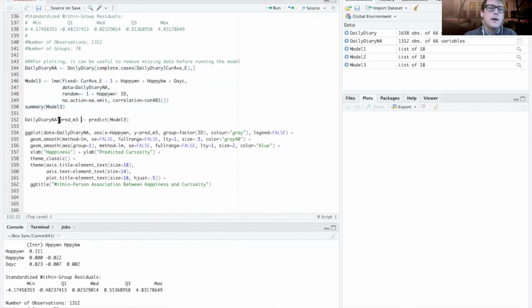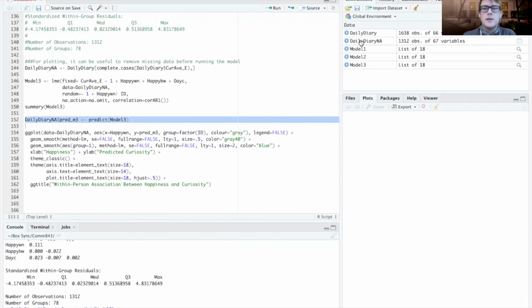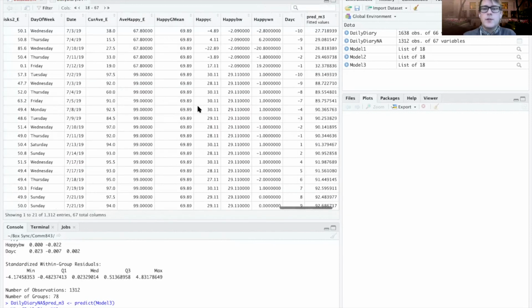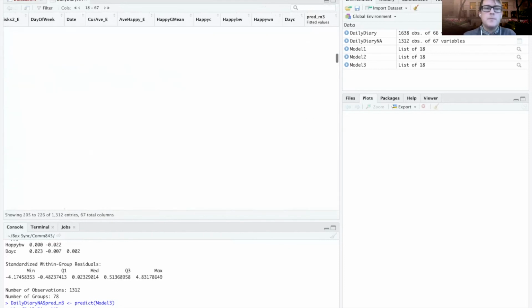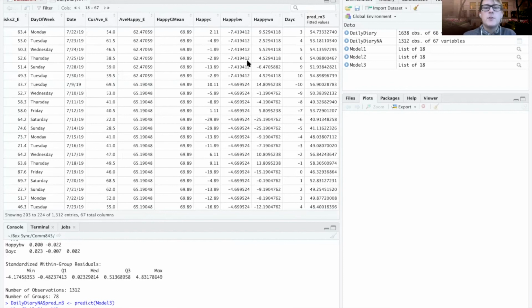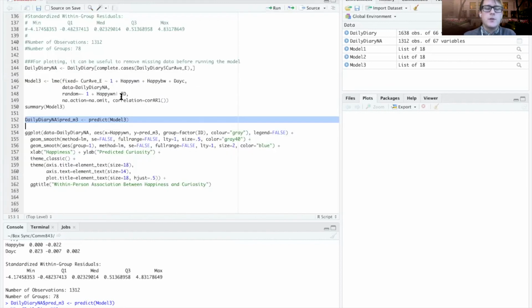And now I am into my data set, creating a predicted variable for curiosity based on model 3, so M3, and I do it using this function. So this is the name of my model, and I'm using predict. So now if we were to open up the daily diary data set, we would have a prediction of fitted values for our curiosity variable. If you don't take out your missing data before this and you try to merge stuff, it will give you warnings saying the length of your data sets aren't the same. Just makes it angry.